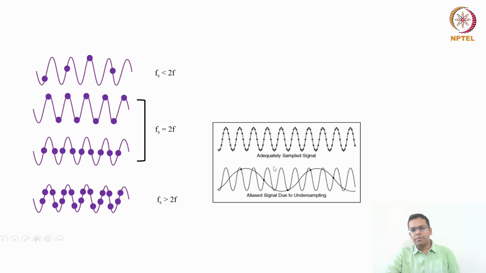Here also in this diagram, you can see this is the adequately sampled signal, whereas this is an aliased signal due to undersampling. If you sample at only this point, this point, this point, this point, this point, then you will see the wave like this. You cannot see the real pattern of the wave. So your sampling frequency should be adequate to see the real wave pattern.